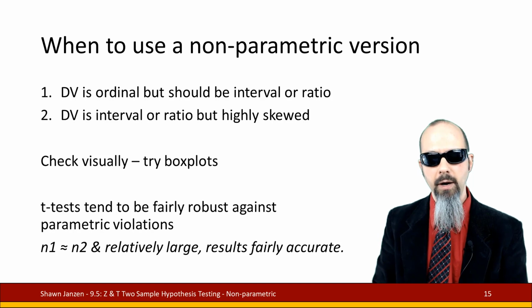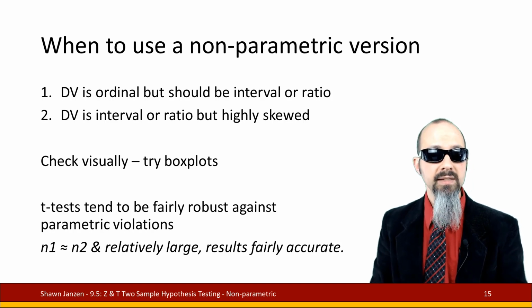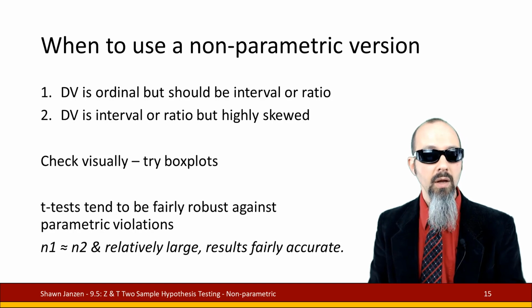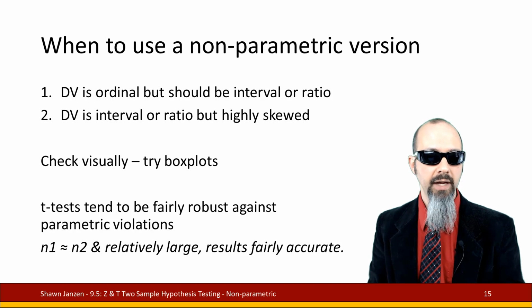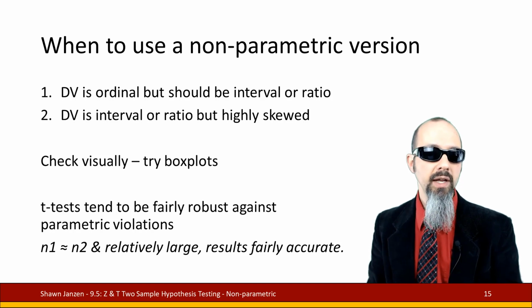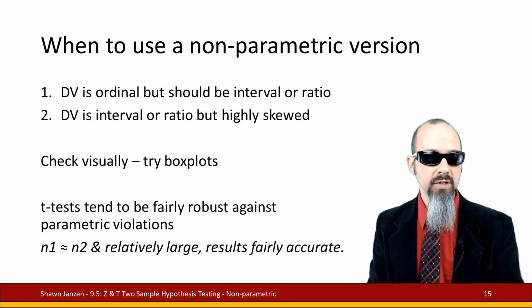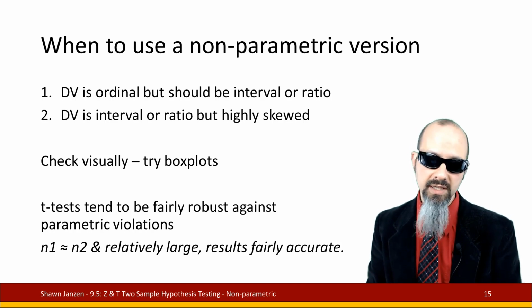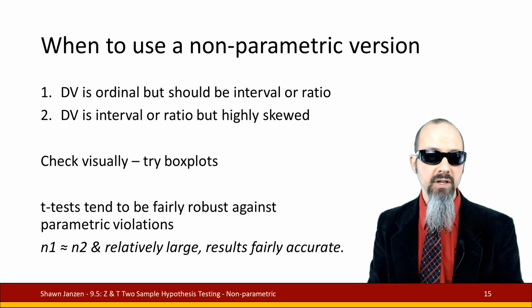And what do I mean by a parametric violation? Well, I mean that when the sample sizes for the two groups that you're looking at, N1 and N2, are relatively equal and relatively large, then you're going to get fairly accurate results most of the time, and you can go ahead and use the t-tests, even if you're concerned about some of these potential violation issues. The t-test would be fine, and it can hold up. It's a tough cookie. Otherwise, if you're concerned about it, default to the non-parametric version as a more conservative approach.